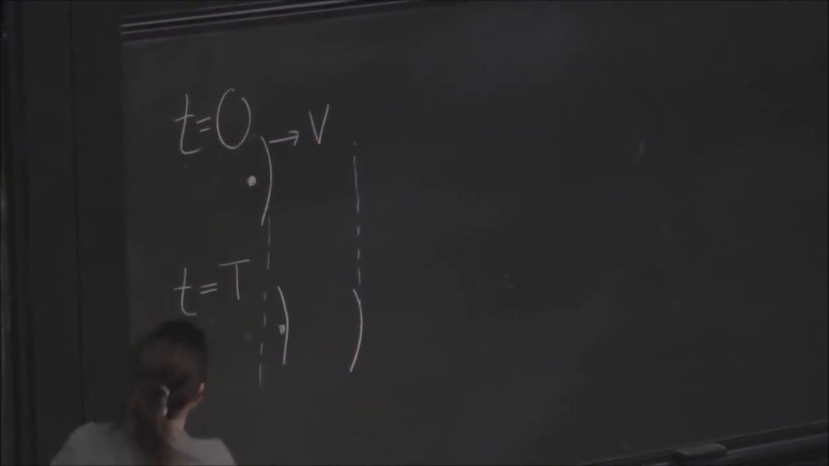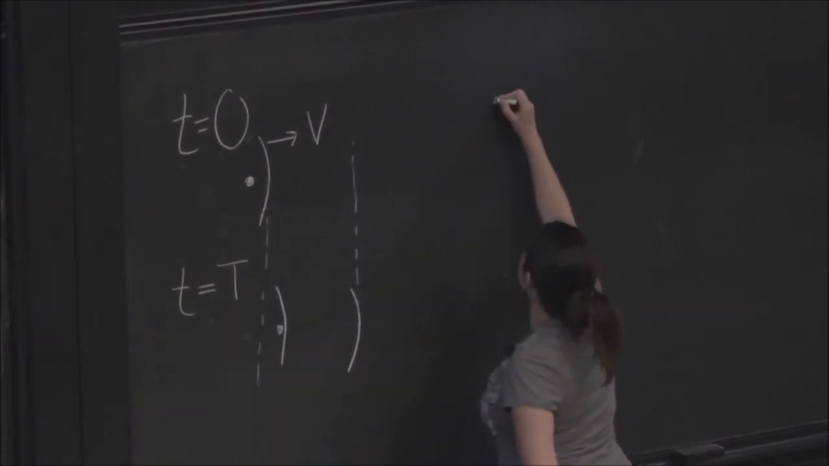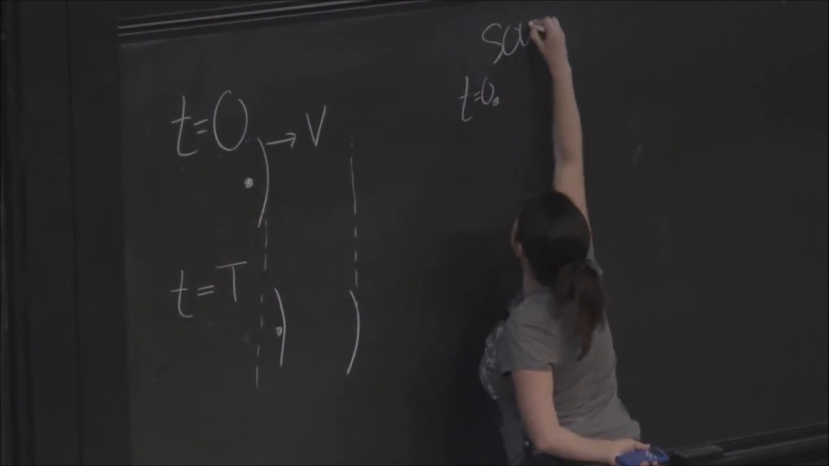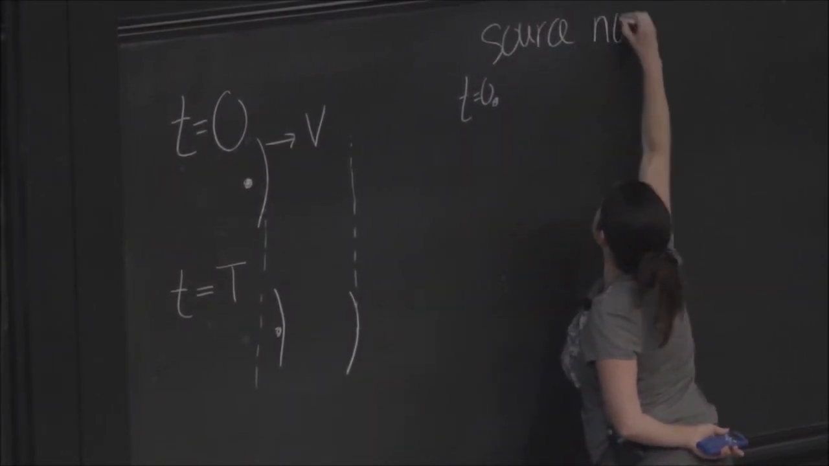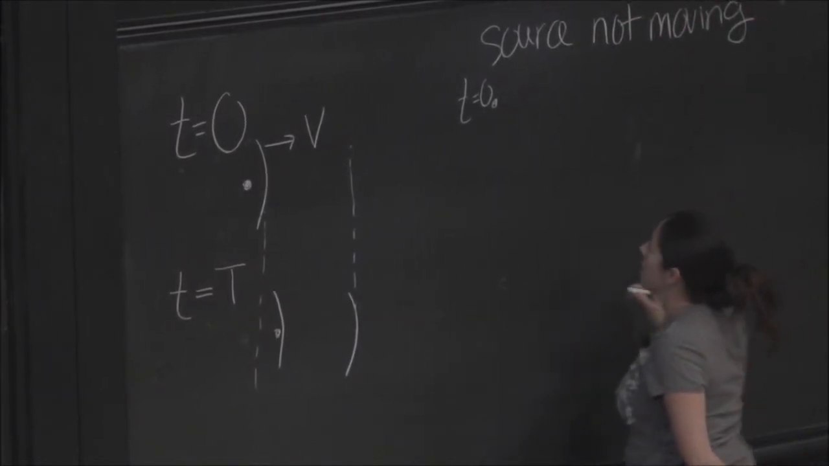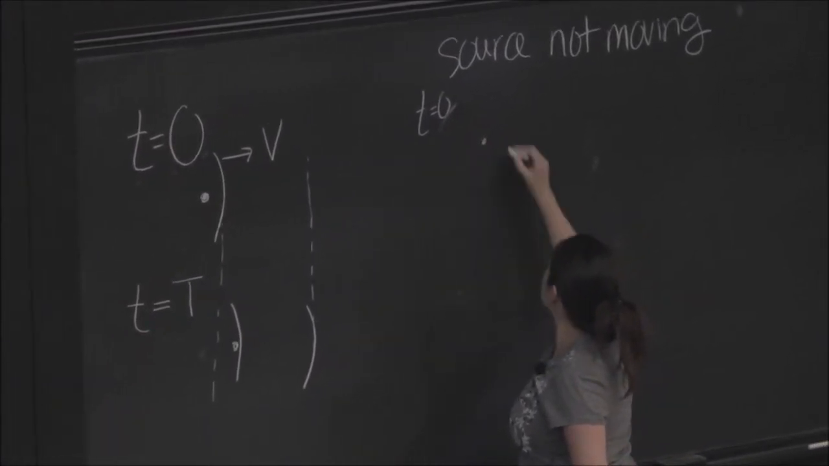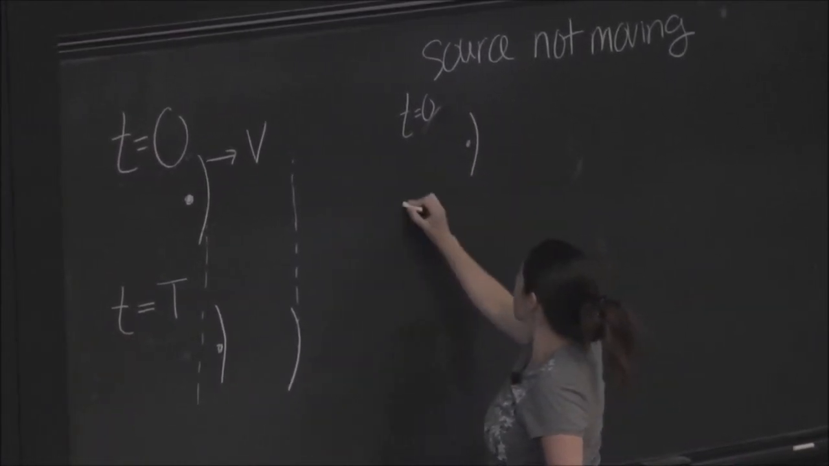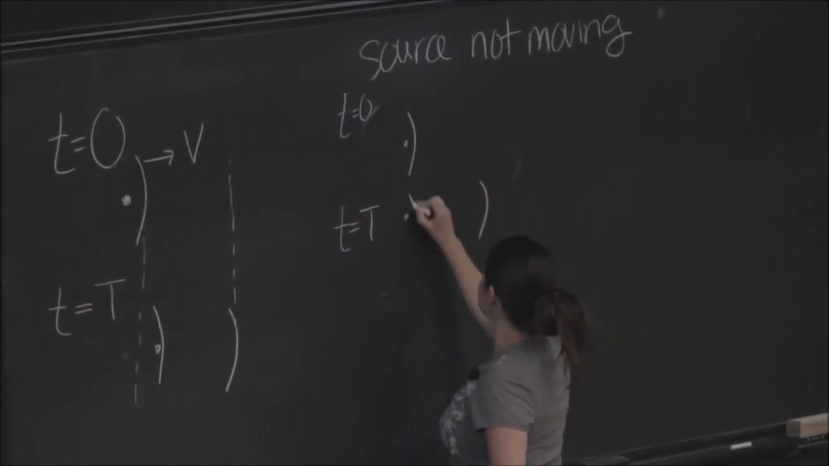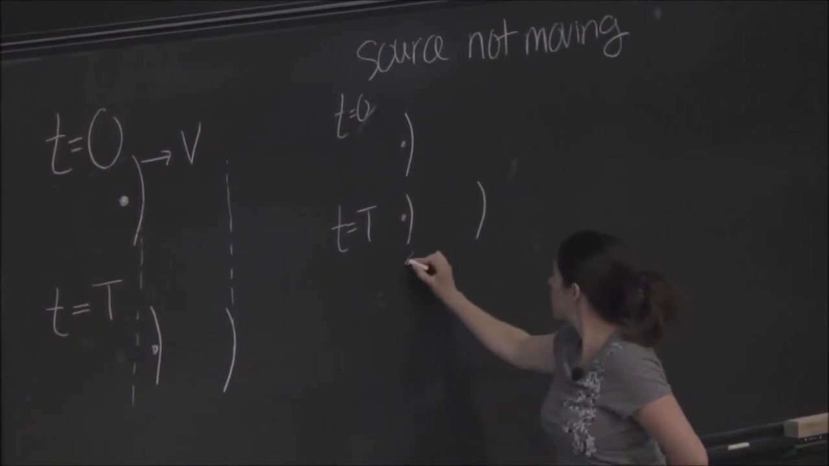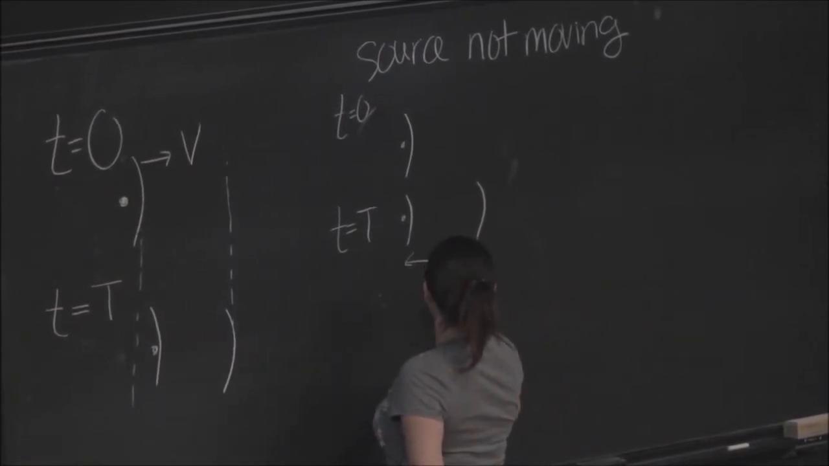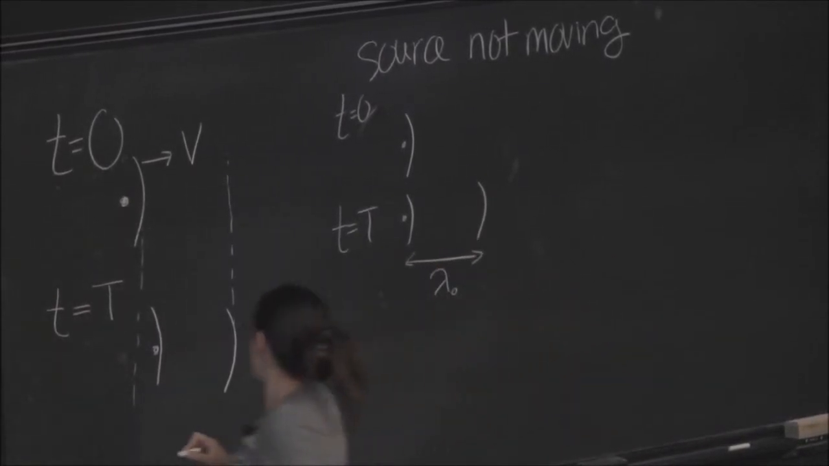Let me give you a little hint. Let's imagine that the source is not moving. If you have a source that's not moving, at t equals 0, he emits a pulse. At t equals T, he's still here. This pulse has traveled some distance and he emits another one. What do we call that distance? Yeah, it's vT, but it's also known as lambda. It's the wavelength, right?